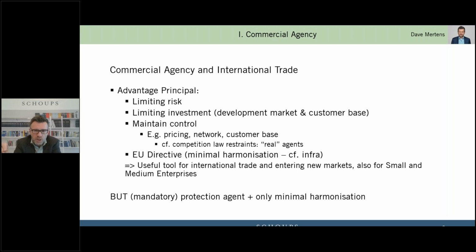These are advantages which are similar to distributorship agreements. The main difference, and that's a key advantage of commercial agency, is the ability to maintain control. With distributorship agreements, someone buys and sells, and you know that under European competition law and Belgian competition law, it's impossible to impose a fixed price. You cannot fix your price, you cannot impose it on your distributor.